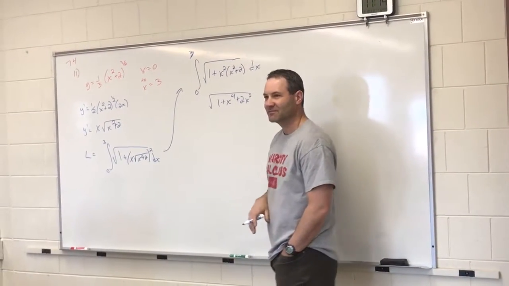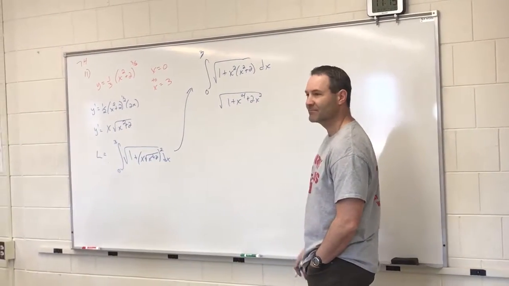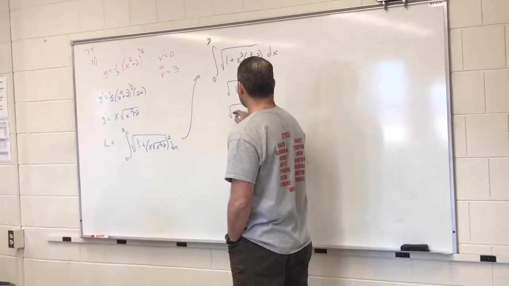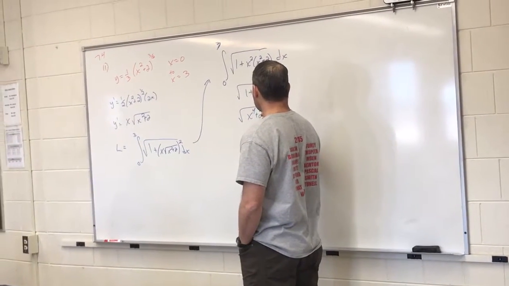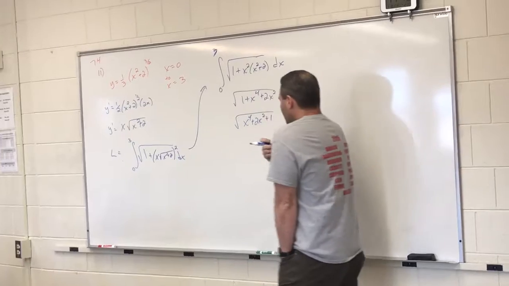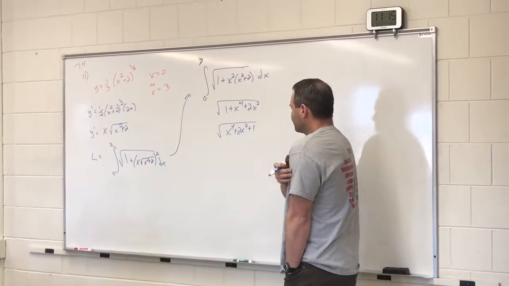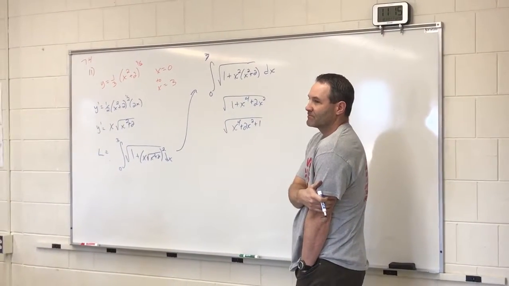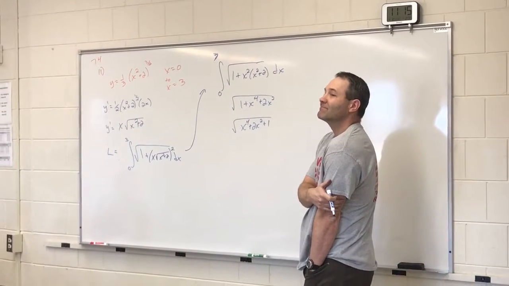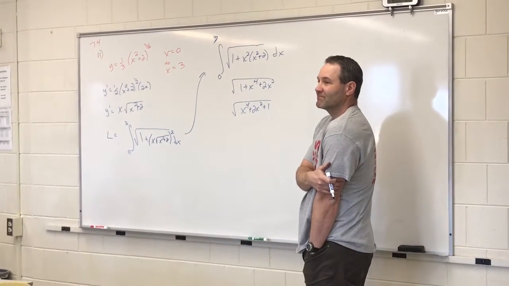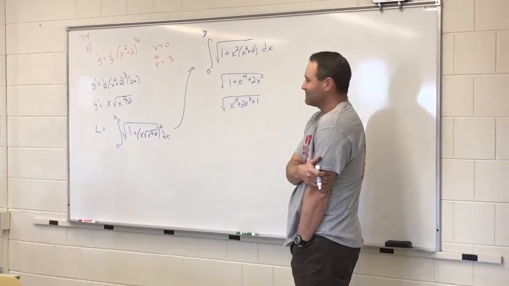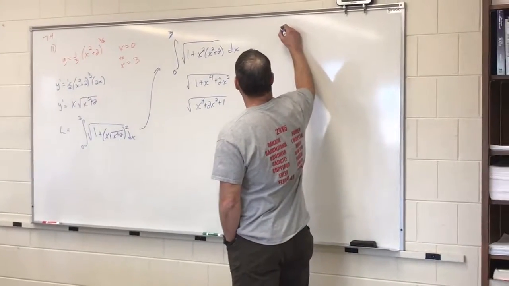Any ideas? You can simplify it. Factor: x to the fourth plus 2x squared plus 1. What would that factor be? x squared plus 1 and x squared plus 1. Oh, x squared plus 1 squared.